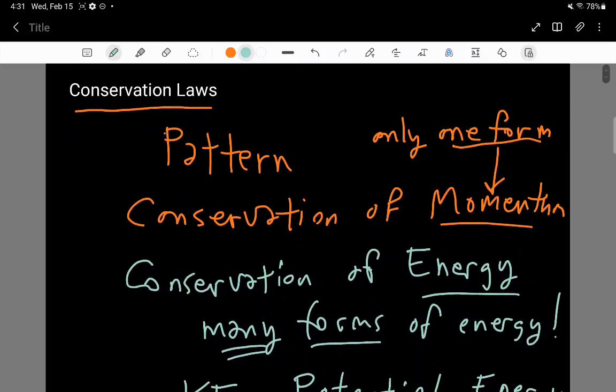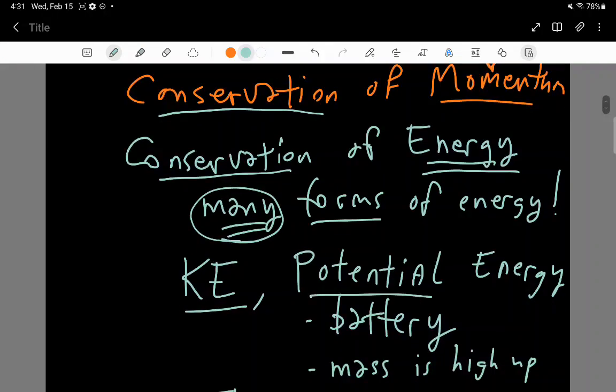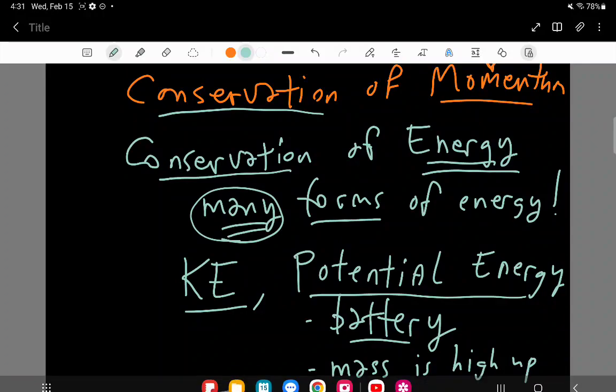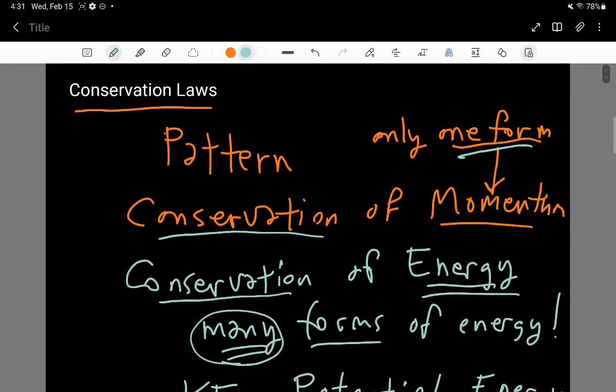So there are these conservation rules about these two topics, momentum and energy. But because momentum only has the single form, its conservation is really easy to see. But because energy has lots of forms, its conservation, you can only see it if you know how to see all the forms of energy. Okay, so let me describe a little bit about what is a conservation law.